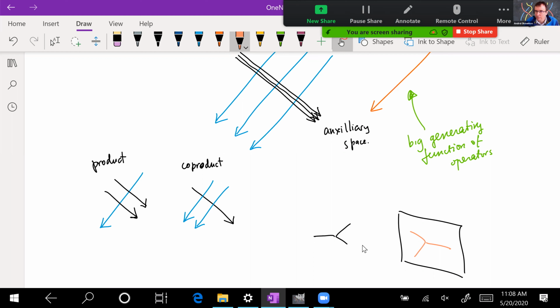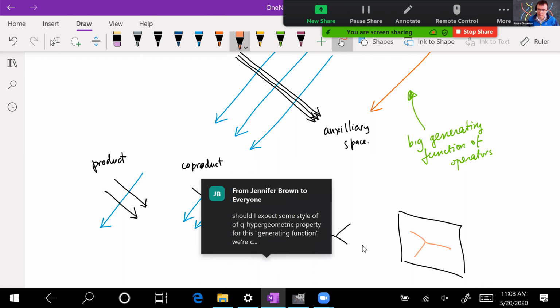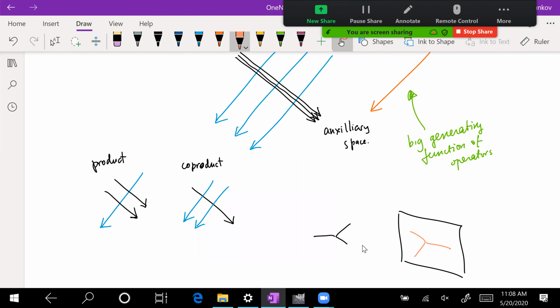Other questions? All right. So usually you write the R matrix as some kind of generating function in the quantum group, right? And then it somehow is a generating function of everything in the quantum group. Yes, exactly.